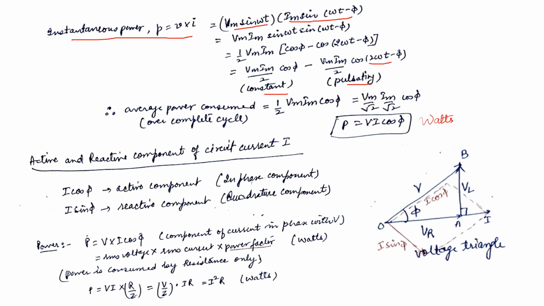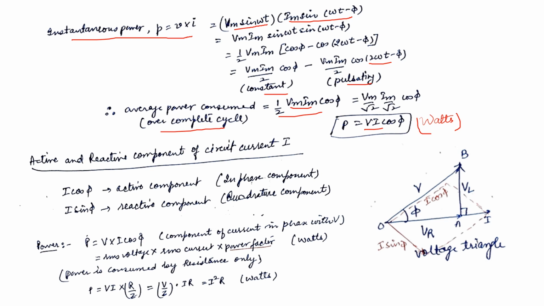The average power consumed over the complete cycle, which we can obtain by integrating this from 0 to 2 pi, gives us 1 by 2 Vm Im cos phi, where Vm and Im are the maximum values of voltage and current respectively. So we can substitute Vm by root 2 V and Im by root 2 I to write the expression for the average power consumed over one complete cycle, P equal to VI cos phi, where V and I are the RMS values of voltage and current. The unit of this power is watts. This power is also known as the real power, denoted by capital P, active power, or the average power. Sometimes we also call it true power.